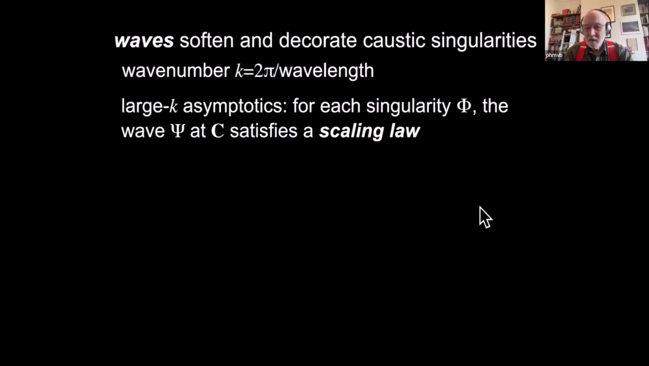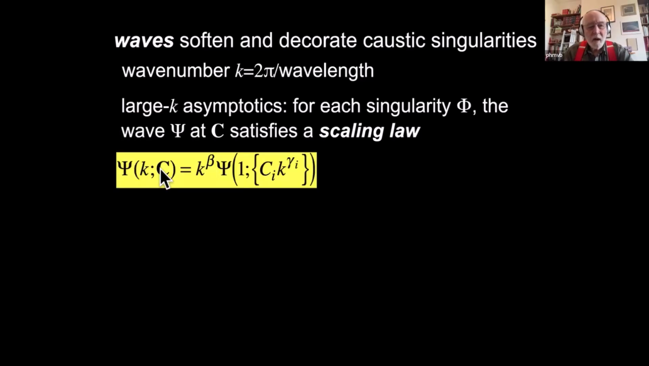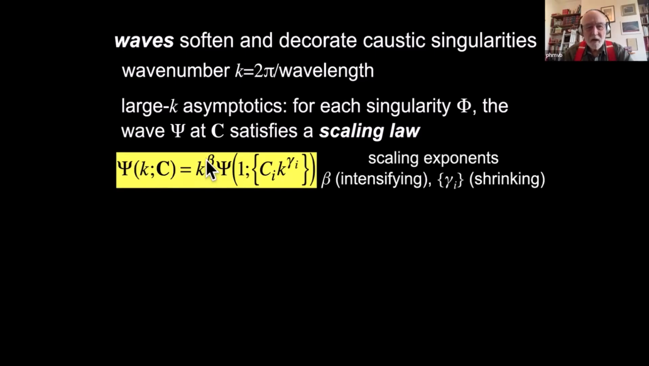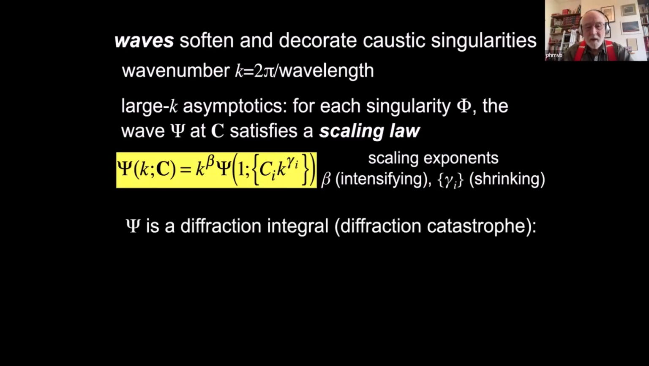For each type of singularity, labeled by a canonical optical distance function, the wave at any particular place, parameters, satisfies a scaling law. And this is a scaling law in wave number. So the wave with wave number K is the wave with wave number 1 scaled, such that an exponent beta tells you how the caustic gets more and more intense as the wavelength gets smaller and K gets larger. These exponents are shrinking exponents. They tell you how the structure of the diffraction pattern gets finer and finer, differently in different directions, generally, as the wavelength gets smaller.